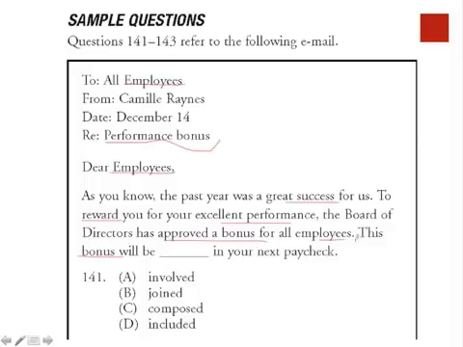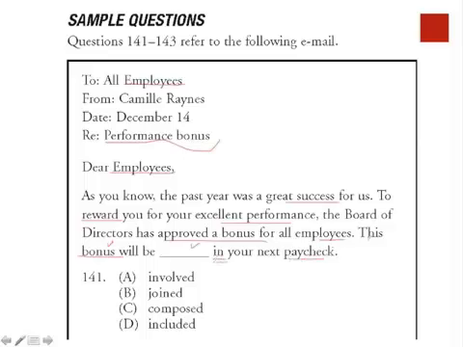Now, specifically, when I look at the particular sentence, now I need to figure out how do these words fit in the blank. Well, again, the first thing is a bonus. The bonus will be something in my next paycheck. So the bonus itself will be something. And N is the next word to collocate, the paycheck.